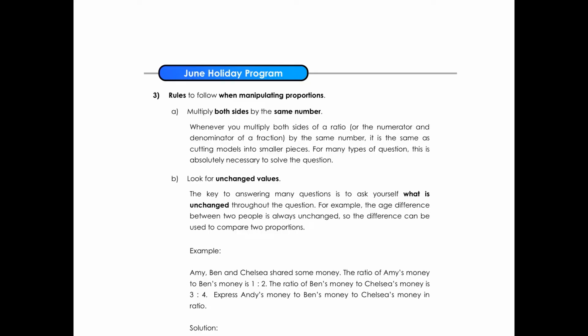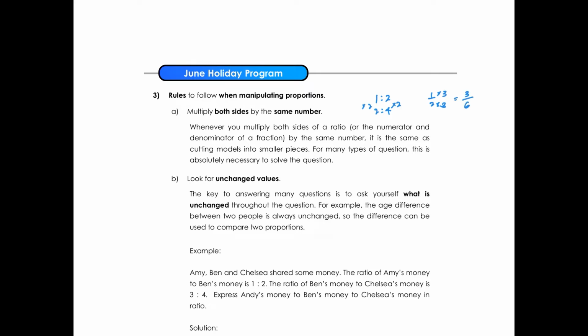When you're dealing with proportions such as ratio, you have a superpower. You can change the numbers, the ratio, by multiplying both sides, the left and right side, by the same number. For example, 1:2 can be changed to 2:4 by multiplying both sides by the same number. For a fraction as well, 1/2, you can times it by, let's say, 3 to make it 3/6.